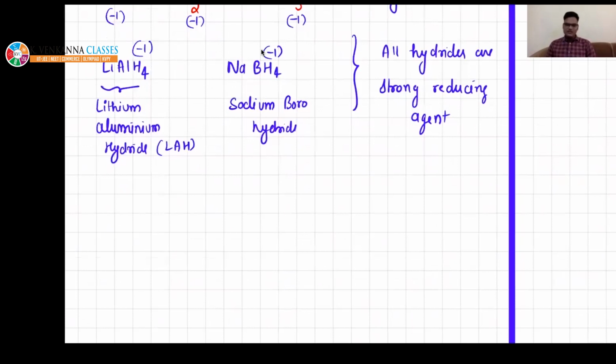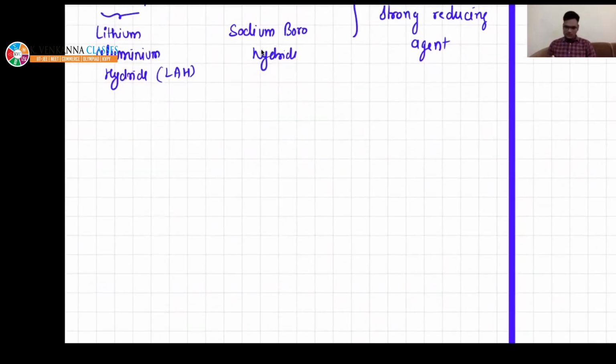If hydrogen is present with non-metals, for example H2O, NH3, H2S, also PH3, in this case each individual atom of hydrogen will have +1. Here also +1, here also +1, here also +1. Is that okay?